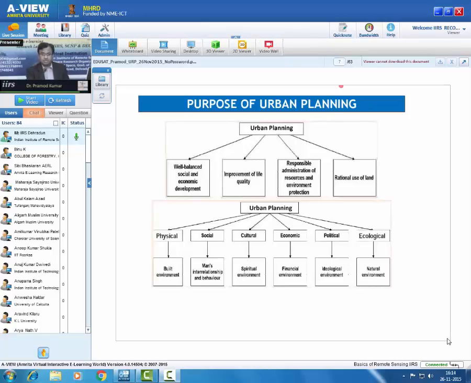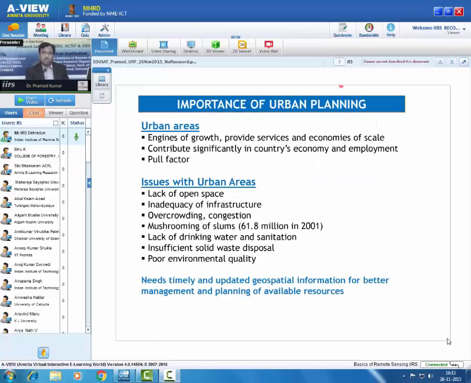Now, let us have a look at the purpose of urban planning. Urban planning has the mandate of well-balanced social and economic development, improvement of quality of life, responsible administration of resources, environment protection and rational use of land. Urban planning spreads over varying disciplines. It is a multidisciplinary aspect where we look into the physical, social, cultural, economic, political and ecological aspects. It may be the built environment, man's interrelationship and behavior, or the financial and other characteristics in the urban area.